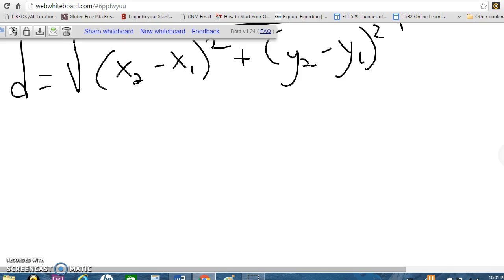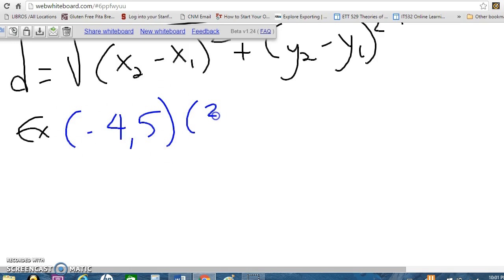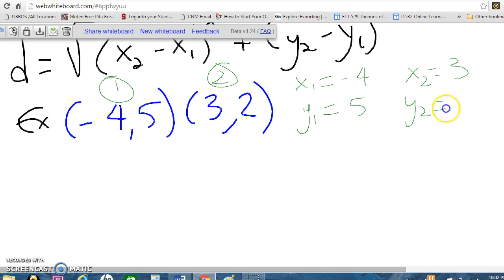So if we look at a quick example, let's say that we have these points right here: the point -4, 5, and 3, 2. If we identify these as my point 1 and my point 2, then that means that x1 is going to be equal to -4, x2 is going to be equal to 3, y1 is going to be equal to 5, y2 is going to be equal to 2.